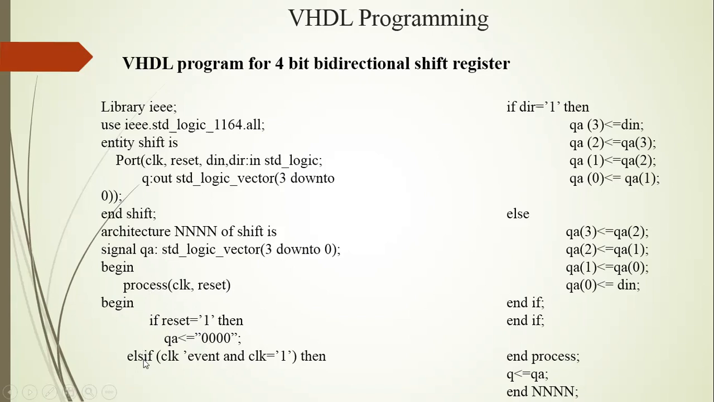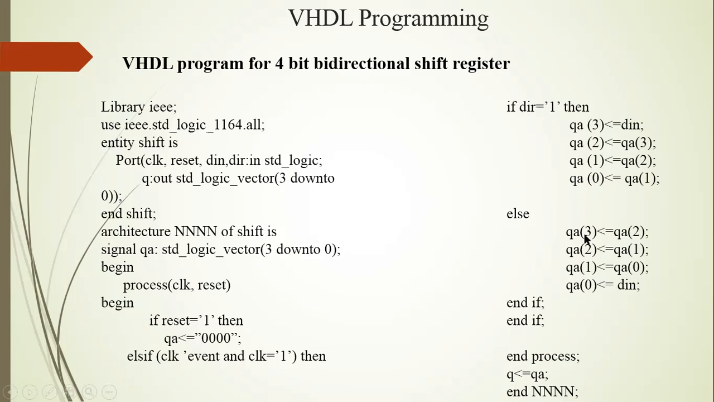After that, else if reset input is 0, then all flip-flops work as normal flip-flops. Here, clock tick event and clock equal to 1 means positive edge triggered clock signal. Then if direction is 1, DIN data is assigned to QA3, QA3 data is assigned to QA2, then QA2 data is assigned to QA1, QA1 data is assigned to QA0.